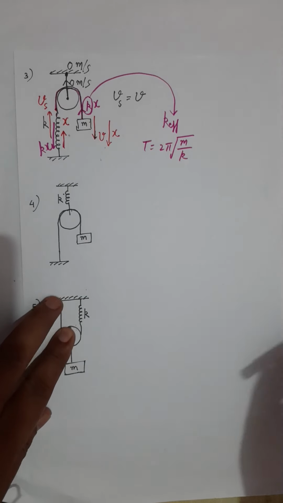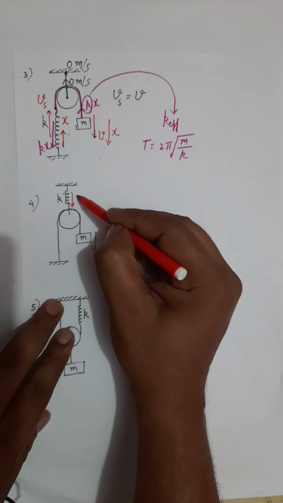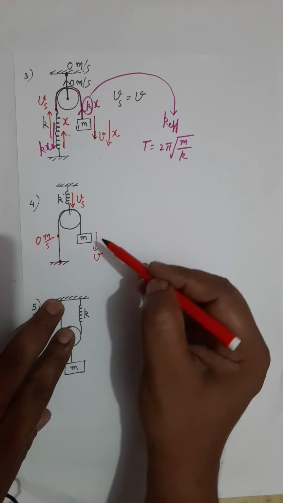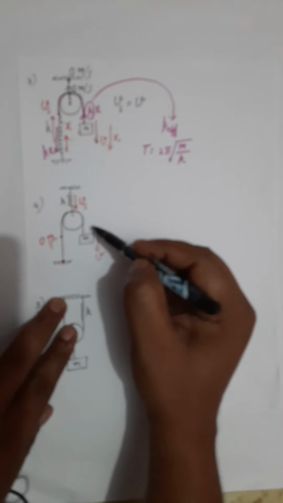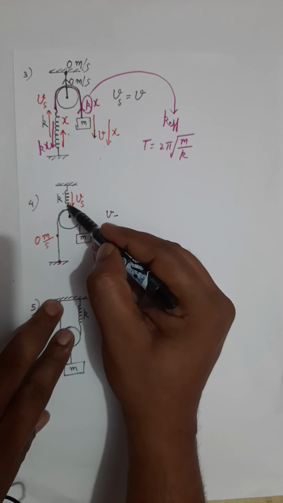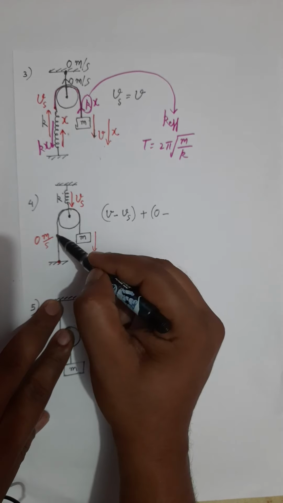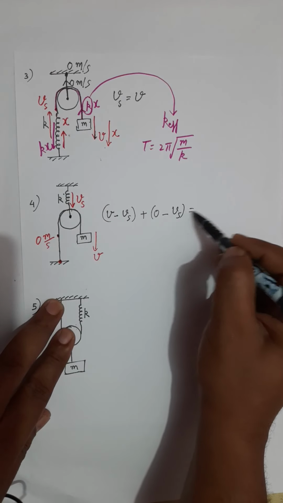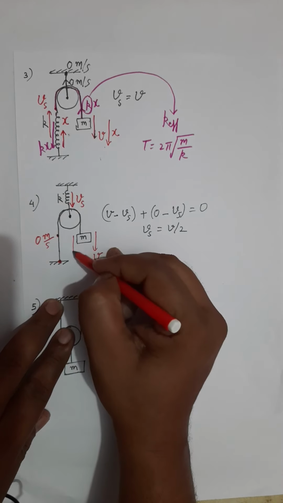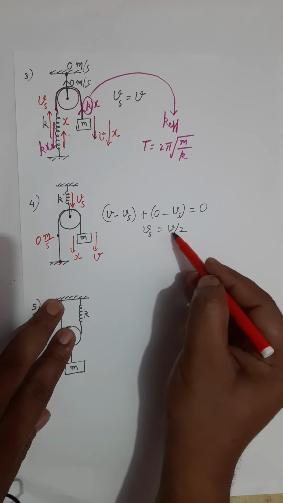Next example, this is v velocity for the block and velocity of spring is say vs. Here the velocity is 0 meter per second because of the fixed point. Apply the concept of relative velocity now. Right hand side, velocity v relative to this pulley which is attached to the spring, so v minus vs. Left side, 0 relative to this pulley is 0 minus vs, which means vs will be v by 2. Vs equals v by 2 means if the block comes downward with x distance, the velocity of the spring is half.